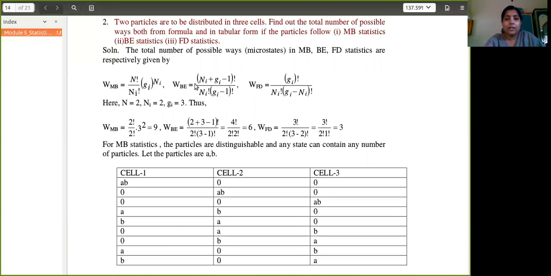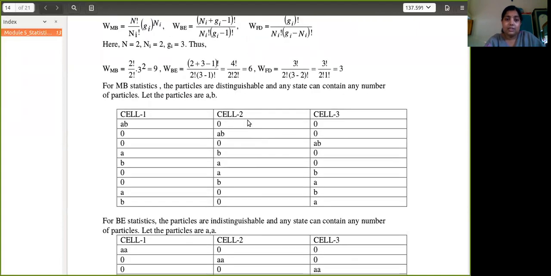If you put it in the formula of Bose-Einstein, you get factorial of ni plus gi minus 1, divided by factorial ni into factorial gi minus 1. You put it in the formula, you get 6. Similarly for Fermi-Dirac statistics, you get 3. Now we will check whether this is correct or not.